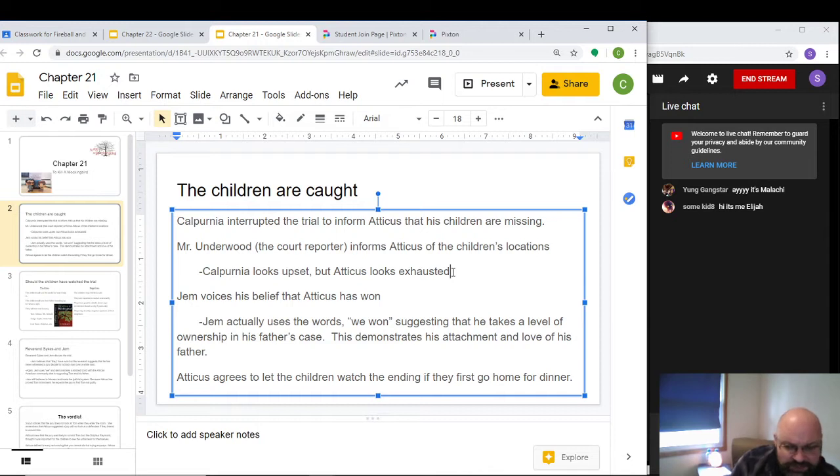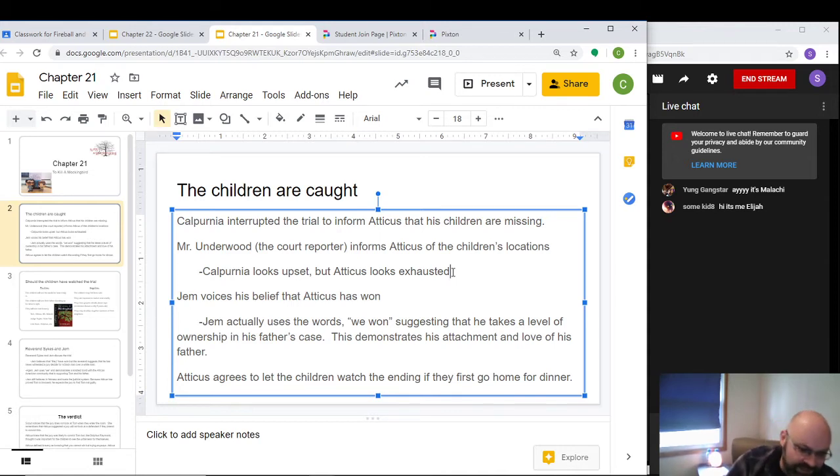Jem's usage of "we," though, kind of the way that people who root for a specific team will say "we won" or "we lost" or "we are going to do well today," kind of suggests that he's taken a level of ownership in his father's case. It also demonstrates his attachment and love towards his father.